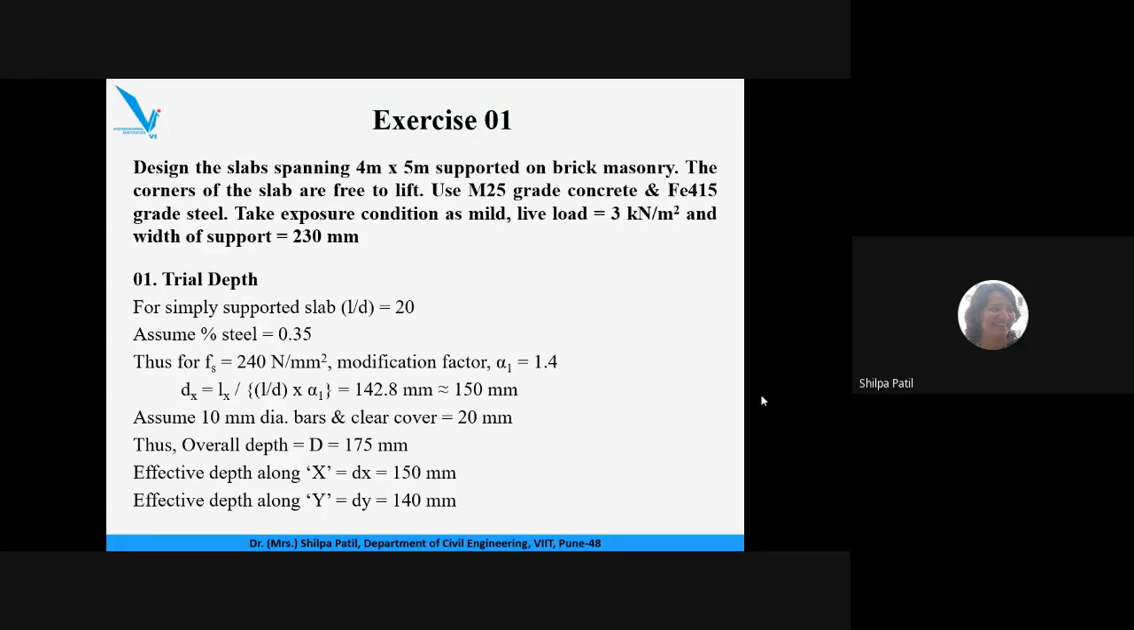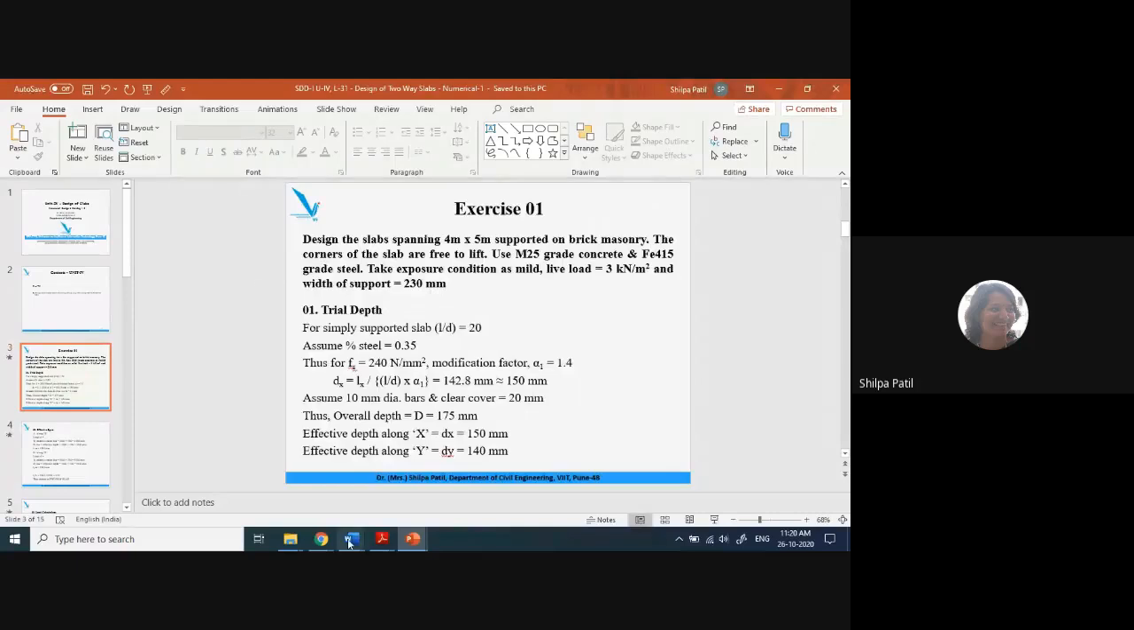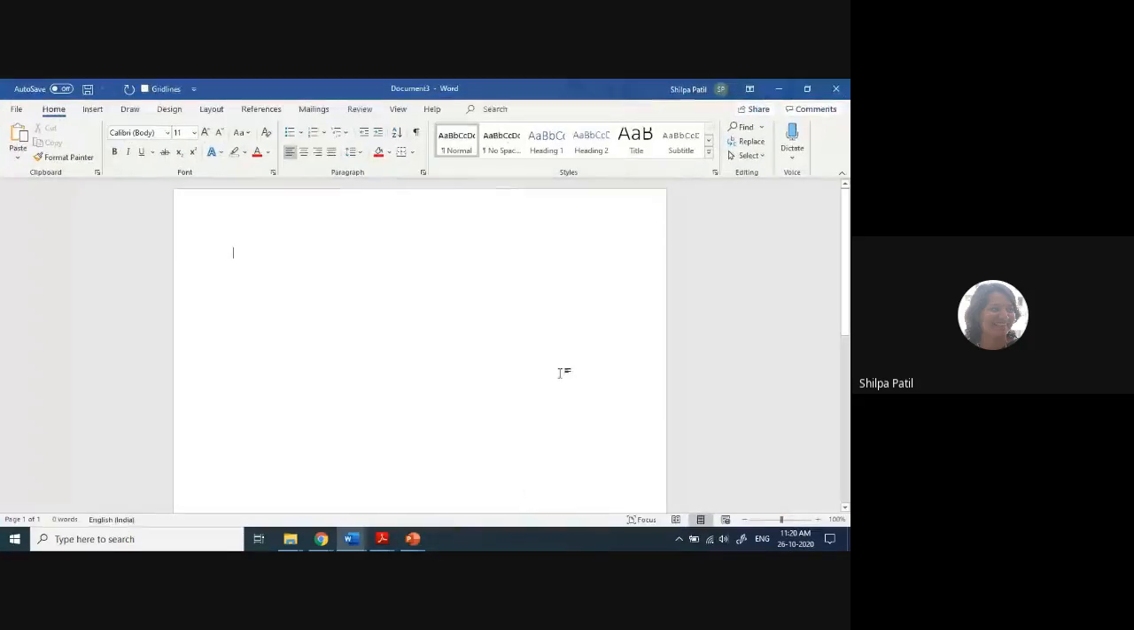Now I will simply draw one small diagram to explain you the concept, because here in case of the two-way slab, we get two different effective depths, depending upon the direction at which we are considering the span. So are you able to see this blank word file? Yes, ma'am. Okay.